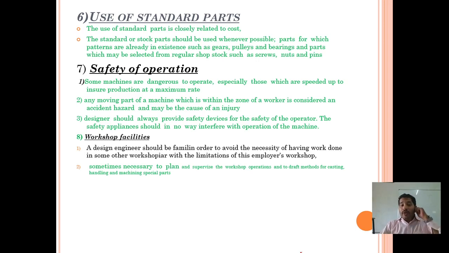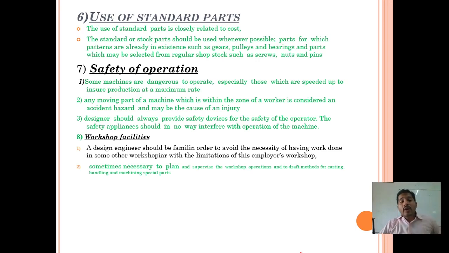Parts for which patterns already exist, such as gear, pulley, bearing, will be selected from the regular stock, such as screws, nuts, pins, bolts. These standard parts are available in the market. We can utilize them whenever we want. Is it right? So the design engineer has to know which type of product to use for making any type of prototype model.